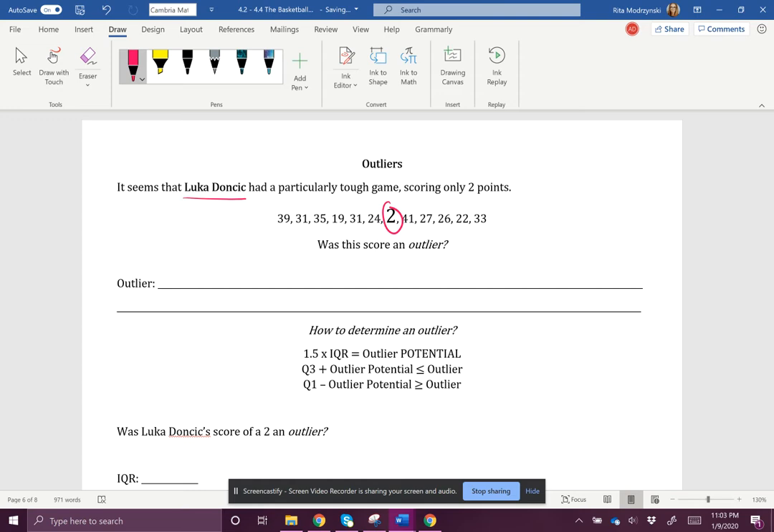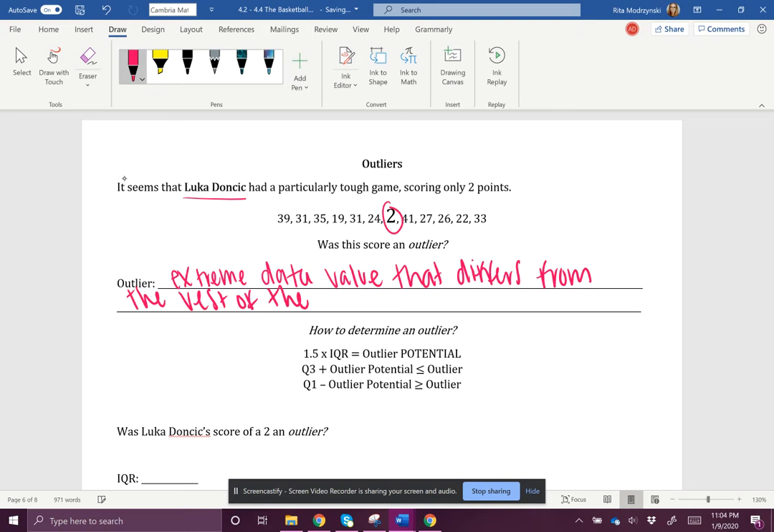Just to remind ourselves, an outlier is an extreme data value that differs from the rest of the data values in the set. And by differs, that can be a really high number or a really low number. So when we try and determine if something truly is an outlier, we are just going to use a formula.